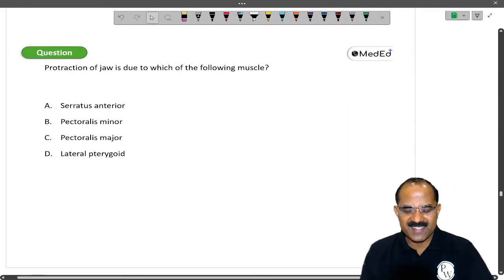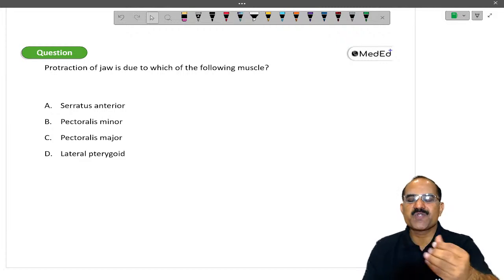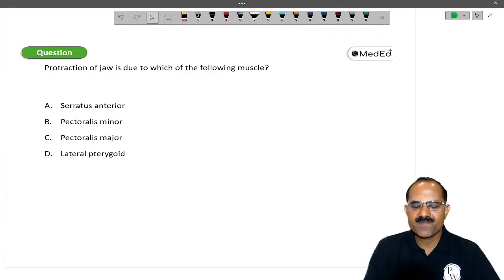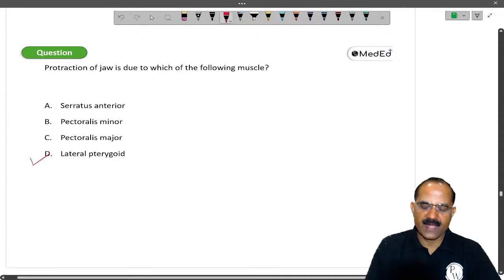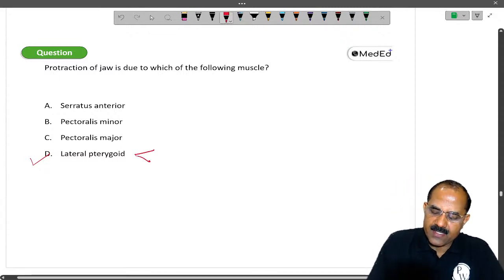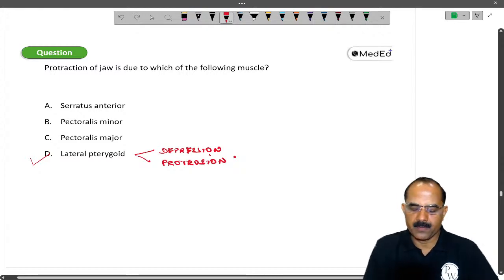Bachcho, answer this. Protraction of the jaw is due to which of the following muscles? Protrusion of the jaw, कौन करता है ये? Any guesses? Protrusion of the jaw is done by, answer is lateral pterygoid. Lateral pterygoid के दो actions हैं. One is depression and second is protrusion. Depression and protrusion of the mandible.